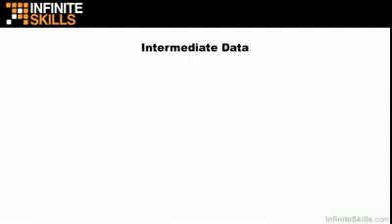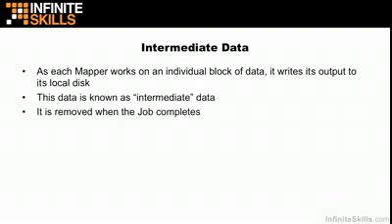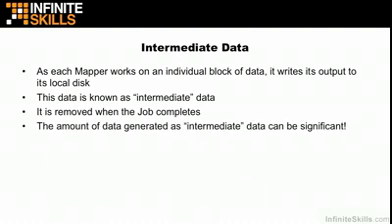Let's zoom in for a second on intermediate data. Again, we said as each mapper works on an individual block of data, it writes its output to its local disk. Again, we call this intermediate data, and it's removed when the job successfully completes. The users can actually end up generating a ton of intermediate data. You're probably going to want to take 25 to 30% of your overall raw disk space and allocate it as a file write area for this intermediate data.